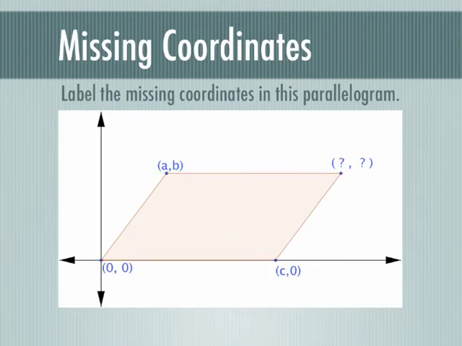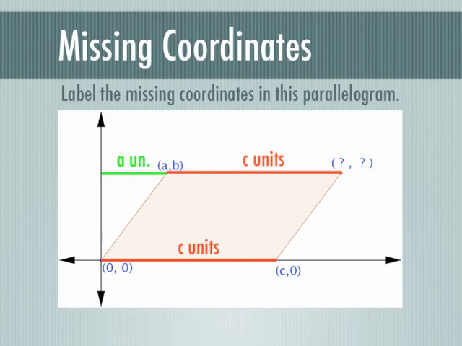What if we replace those numbers with variable letters? So now I've got c units, which means that's also c units. The AB point indicates that this length is a units long, so therefore the x-coordinate of the missing point must be a plus c. The AB point indicates that it's b units tall, so therefore the parallelogram is b units tall, b units in the y direction.